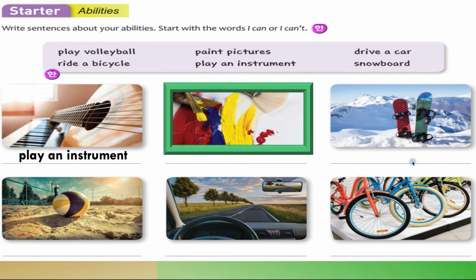So we've got play an instrument, and the next one, Younghee? What's the next one? What's the next ability? Drawing, painting. It's best if you read the book, because if you don't read the book, you can't find the answer. Paint pictures. Yes. Paint pictures.